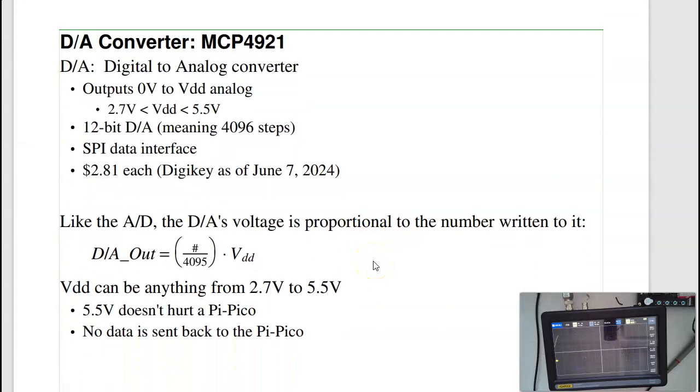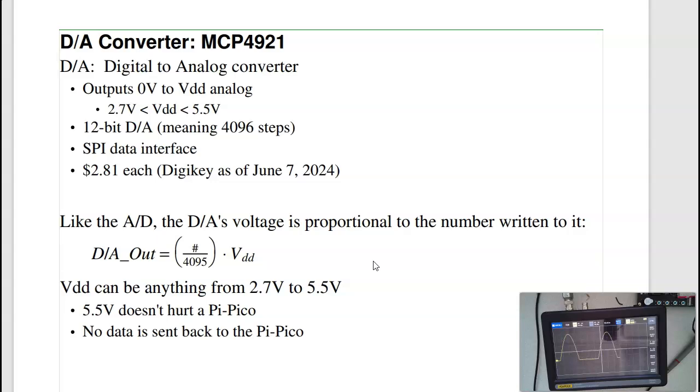There are other options. For example, there's the MCP4921. That's a D2A chip that we used in embedded systems 376. This is a chip that's a 12-bit D2A. You send it serial data, and it ships out a voltage between 0 and VDD. For this chip, VDD could be anything between 2.7 and 5.5 volts. It has the SPI interface, $2.81 cost as of this summer, so June 24.